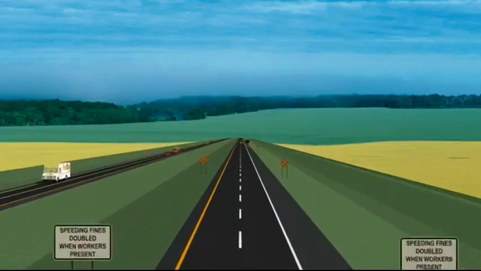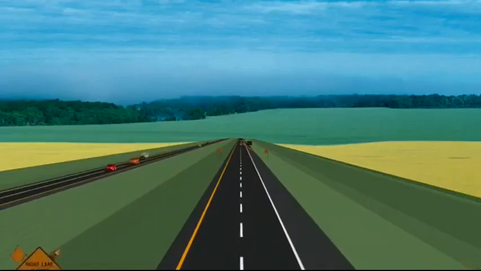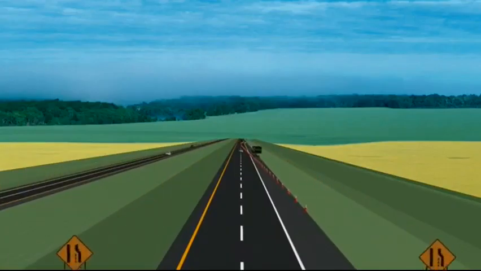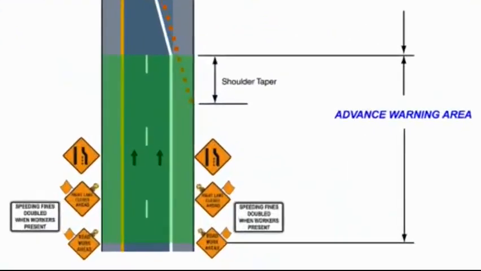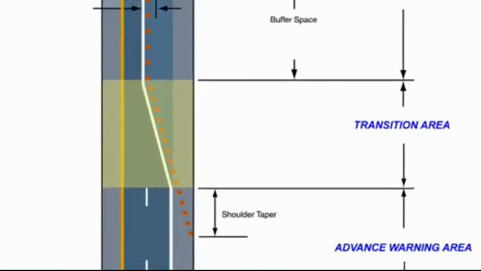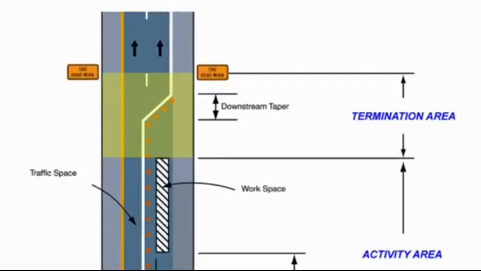In this part of the training, we'll look at each of the areas and examine them for one direction of travel. If your work will affect more than one direction of travel, the same principles covered here will apply to traffic in all directions. The MUTCD describes 4 components of temporary traffic control zones: the advance warning area, the transition area, the activity area, and the termination area.